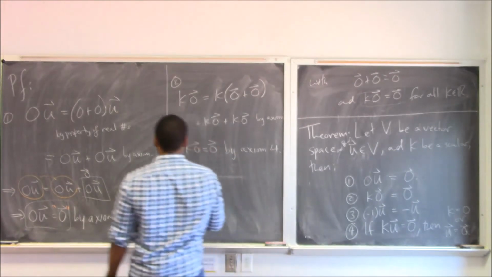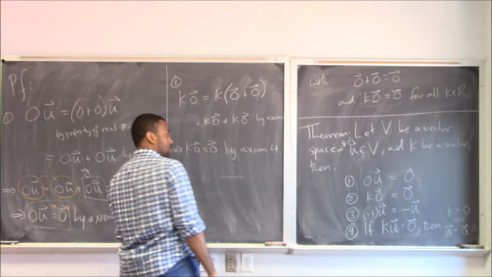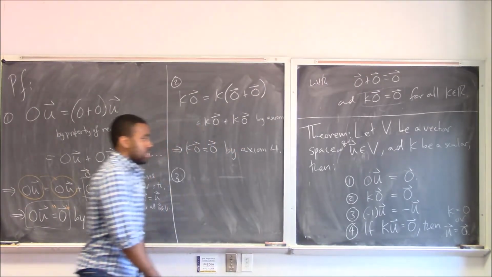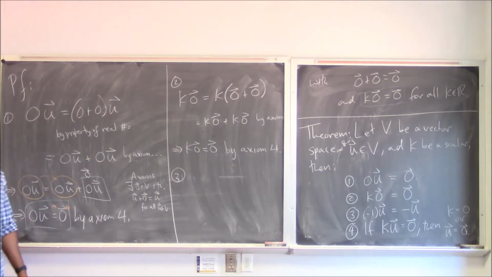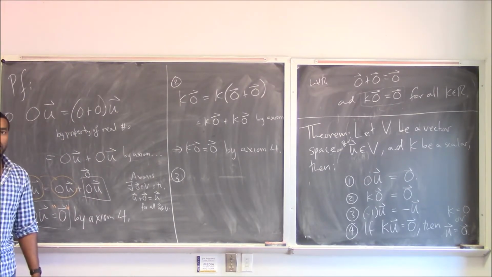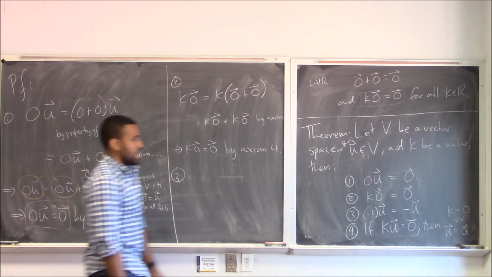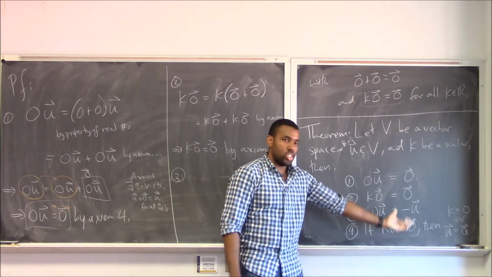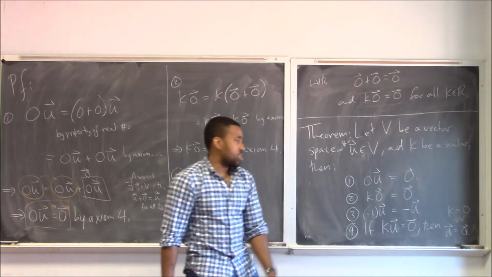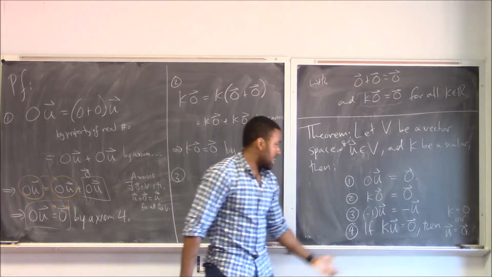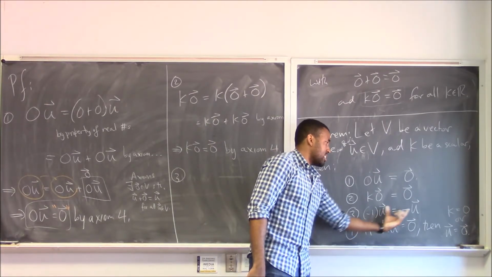So that's true. What about the third claim? How would I figure out that minus 1 times something would give me the definition of its negative? What is the definition of the negative? When you add it to the original, you get the 0 vector. Right. So I need to show that if I add this guy to the original u, the result is the 0 vector. That will allow me to say that this is the negative of u.